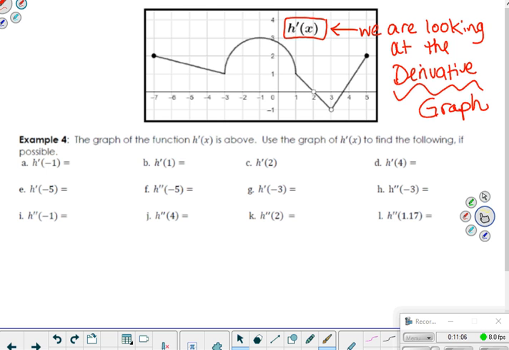h prime of -1 is a 3. h prime of 1 is 1. Because when I read this graph, I'm reading it kind of at face value, and it's giving me h prime because that is the graph I'm reading, h prime. So it's just face value. h prime of 2, ooh, doesn't exist, does it? Let's say undefined, not does not exist. Does not exist is really reserved for limits. h prime of 4, give that a half, wouldn't you? h prime of -5, I'd give that a 1.5.